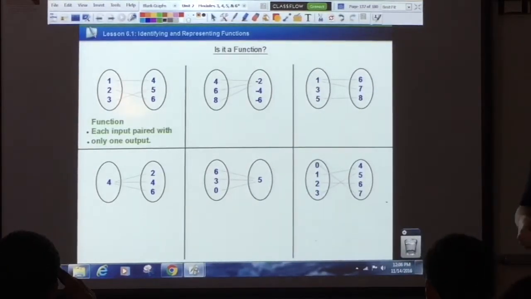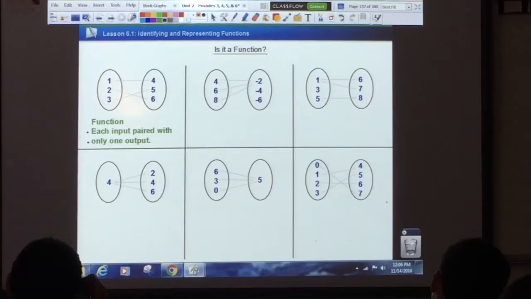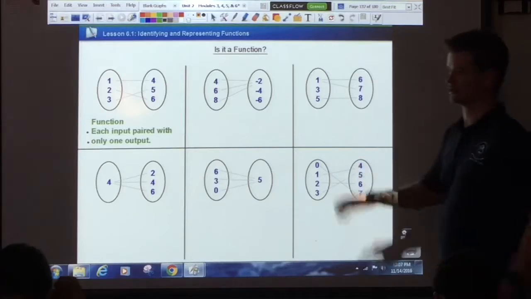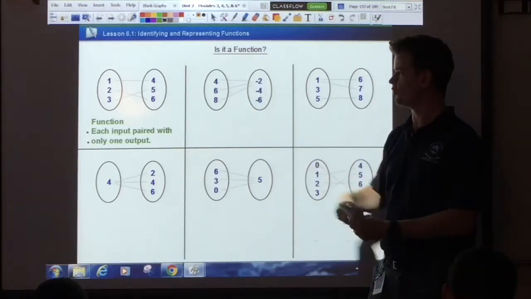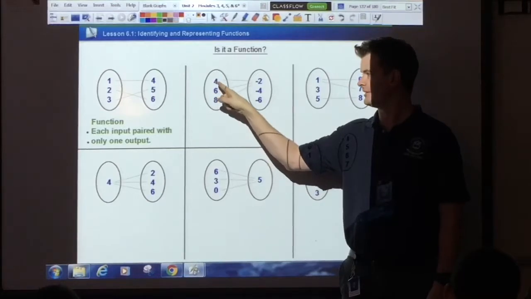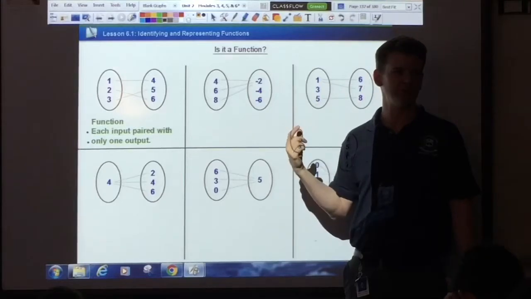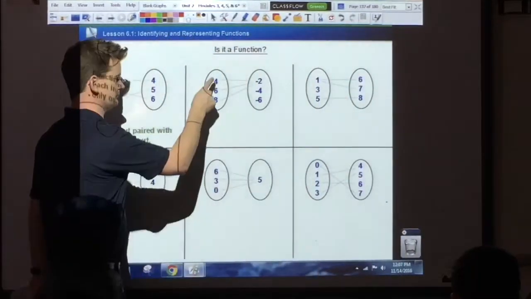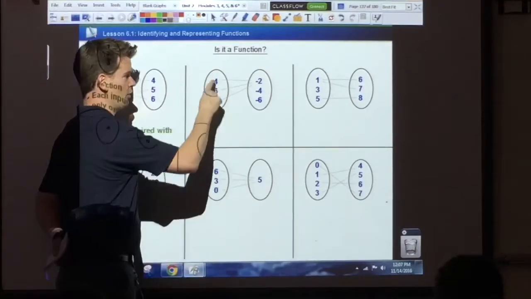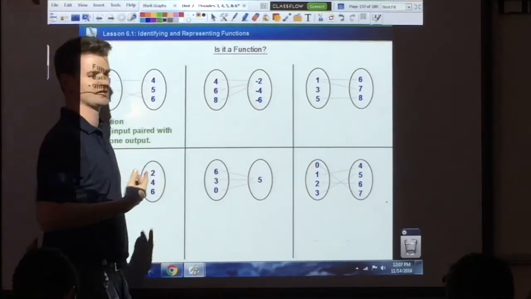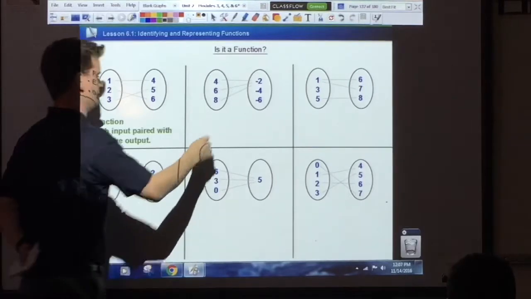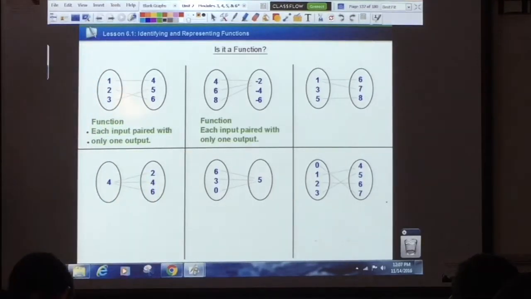Second one. Is that a function? Yes, it is indeed a function. Keep in mind, we don't care about the outputs. You're not looking at these. You're only looking at these inputs. That's all we care about. How many lines are coming out of this input? One. It doesn't matter if the inputs are all paired with the same output. All that we care about is that each input is only paired with one output. One output, one output, one output. I'm not going to show you six of the same thing. I want to make sure you understand this concept. Function. Each input paired with only one output.